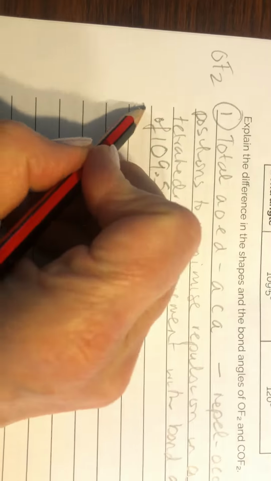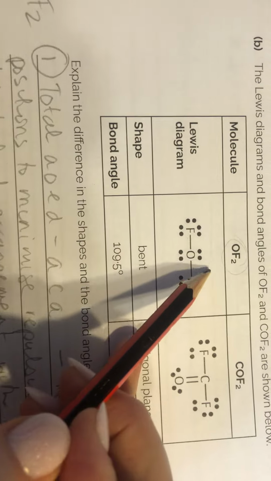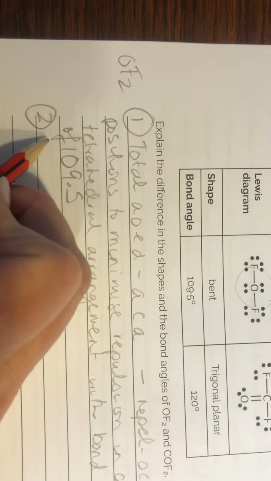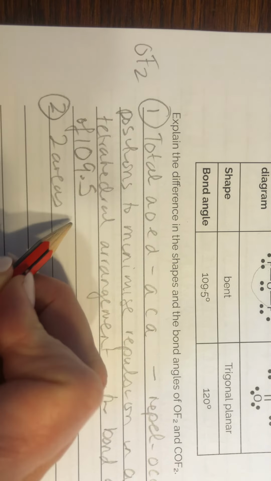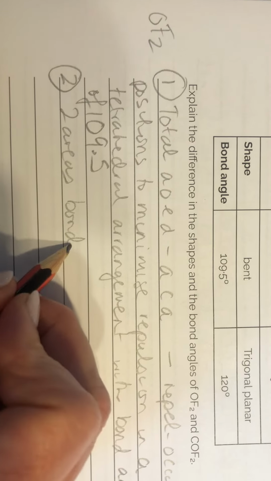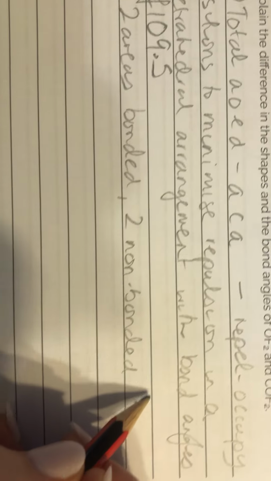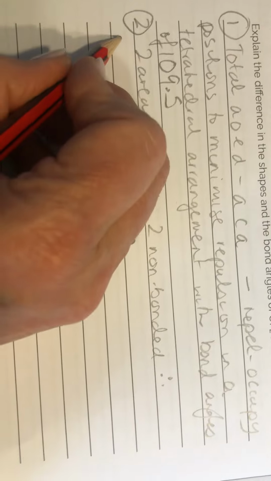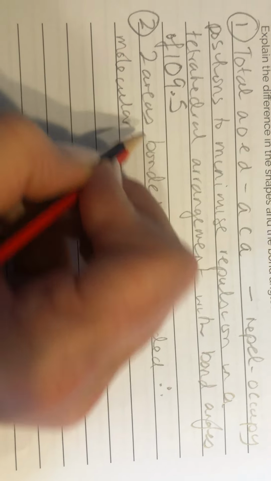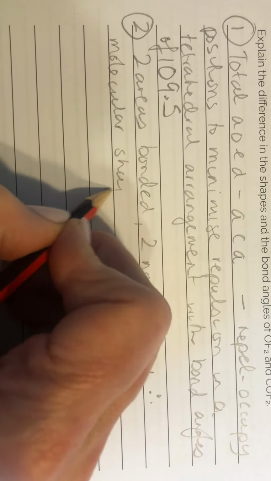Okay, 109.5. And the second idea is that we then look at the number that are bonded and non-bonding to give the molecular shape. Okay, so 2 areas are bonded and 2 areas are non-bonded. And that gives us our molecular shape. So therefore, our molecular shape is bent, which we know because the question told us that.